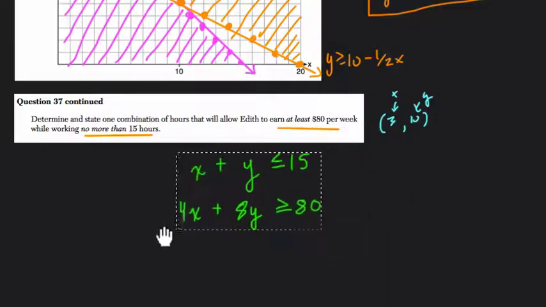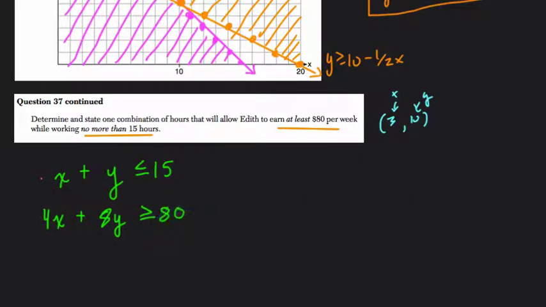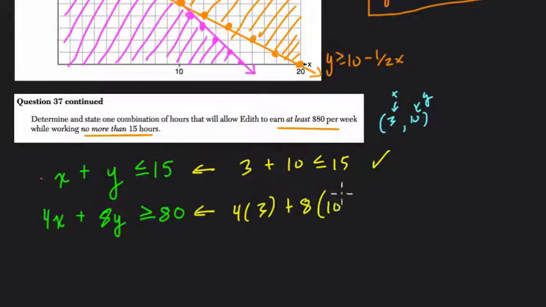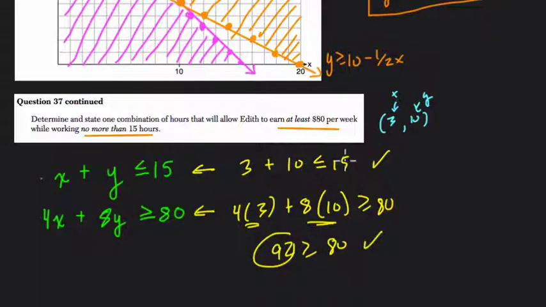So here, let's just make sure this works. x is 3 and y is 10. So 3 plus 10 is less than or equal to 15. Check, it works. And then the second inequality, we plug in 3 and 10. So we have 4 times 3 plus 8 times 10. Is that greater than or equal to 80? I think so, because this is 80 and that's 12, so 92. It's greater than or equal. So she made $92 and worked less than 15 hours. Fantastic. She worked 13 hours.